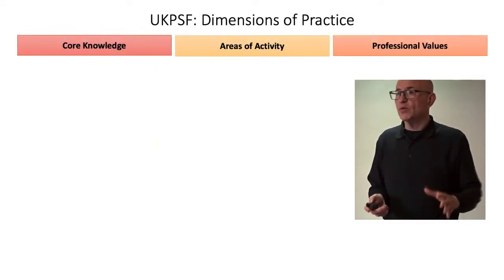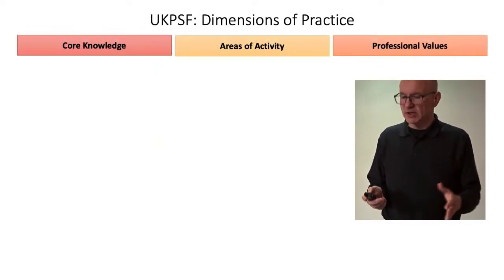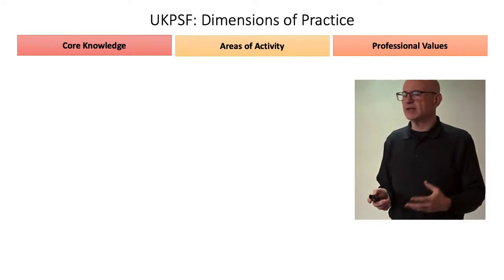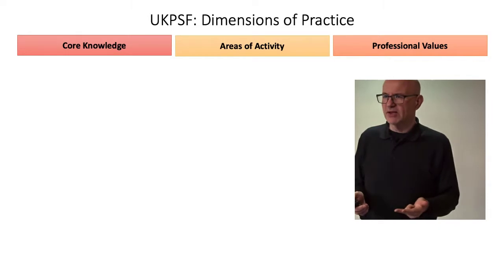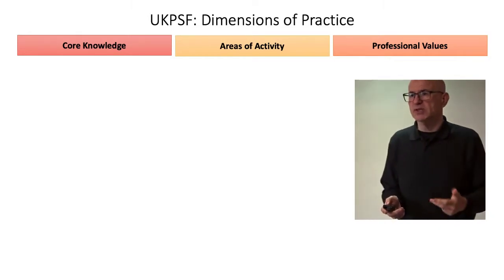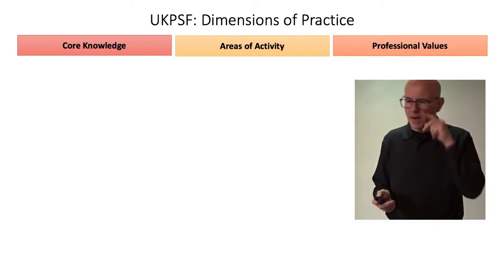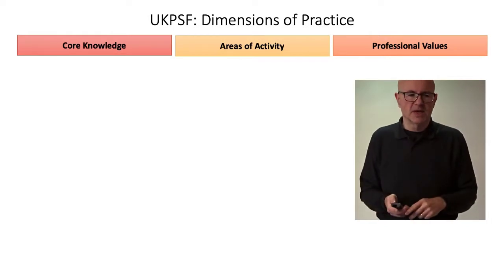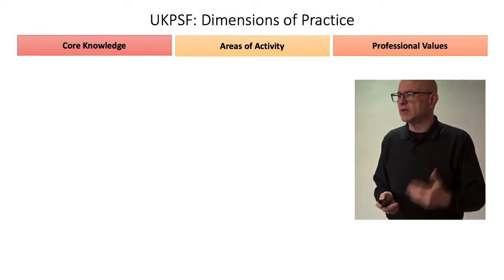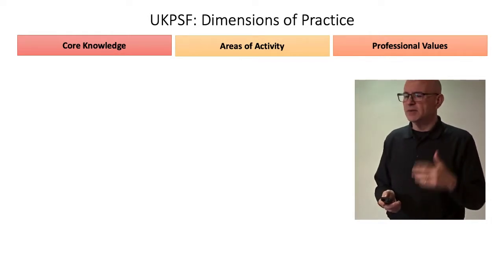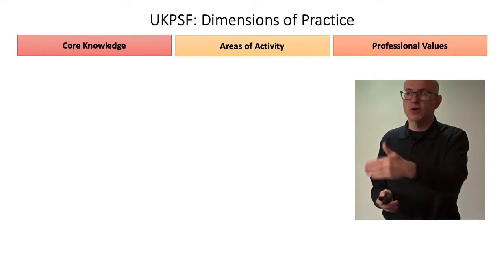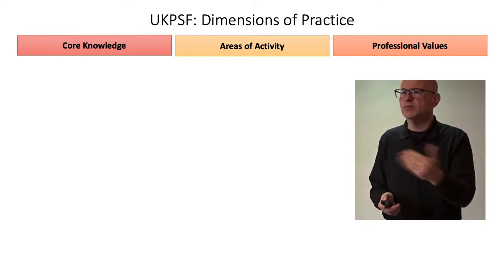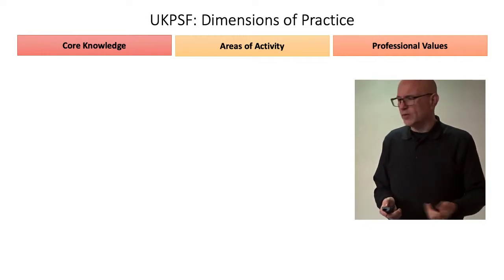I just want to run through what the UKPSF actually looks like. There are three dimensions of practice: core knowledge, areas of activity, and professional values. And each one is broken down. I'm going to run through them. I know there is someone here who would like me to read through the categories, so I'm going to do that. The elements, I'm going to read them out loud. You do have a printed version of this in front of you, that you've got a copy of everything I'm going to show you, so you can be referring to them as I walk through them.